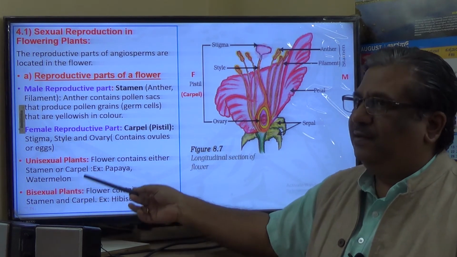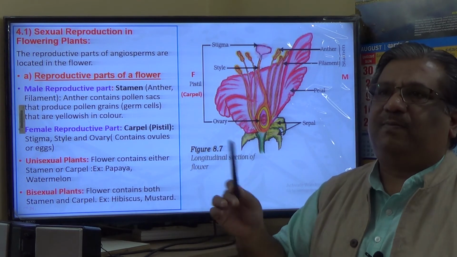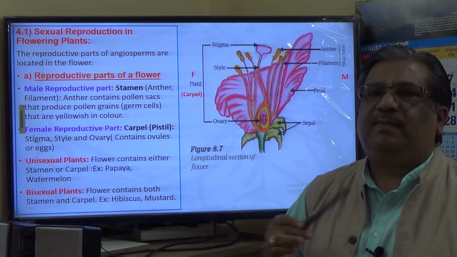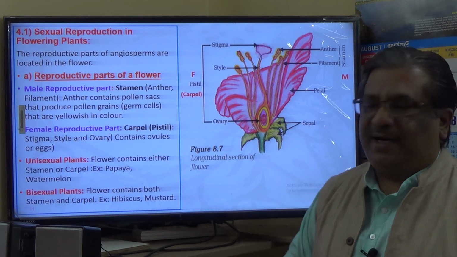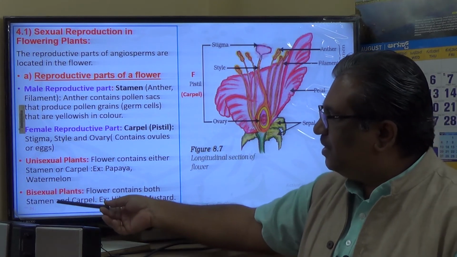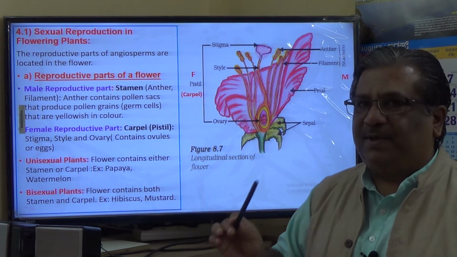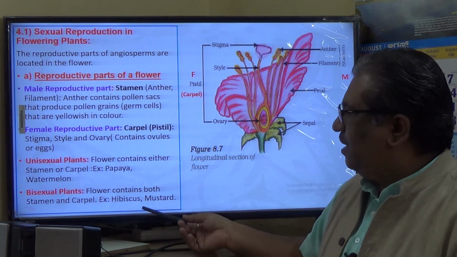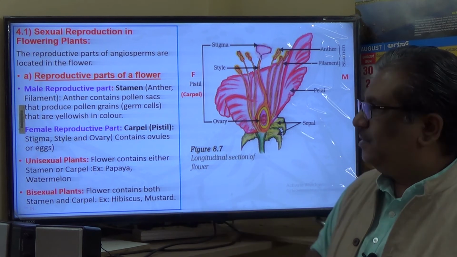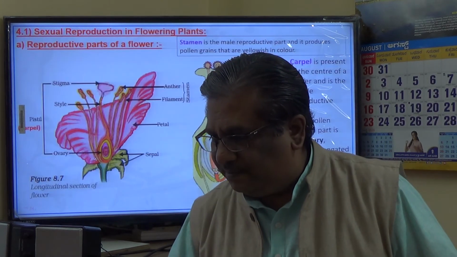The flowers of bisexual plants will have both male and female reproductive parts, that is, both stamen and carpel. The best examples to give are mustard and hibiscus. These are the things. Let's go to the next slide.